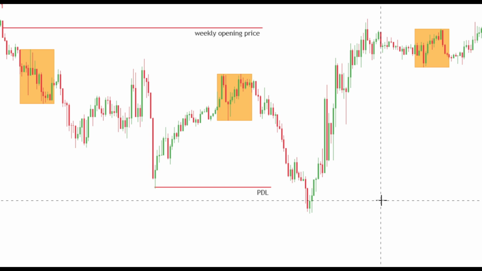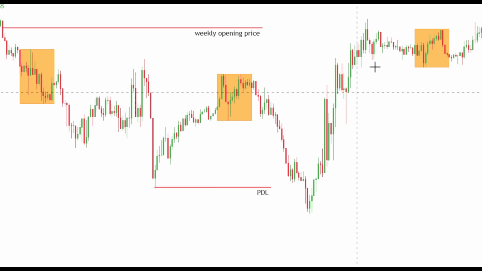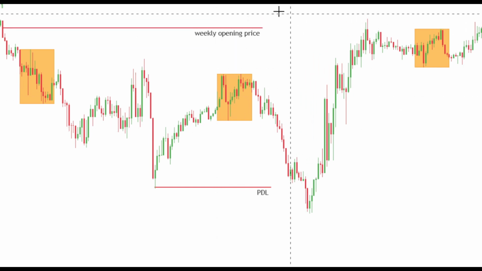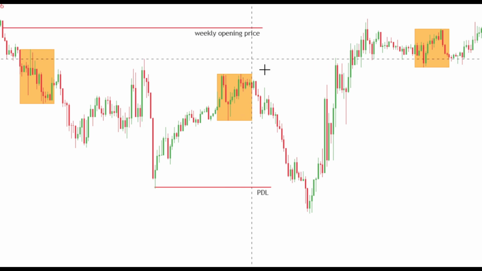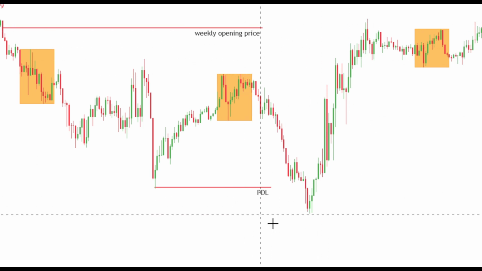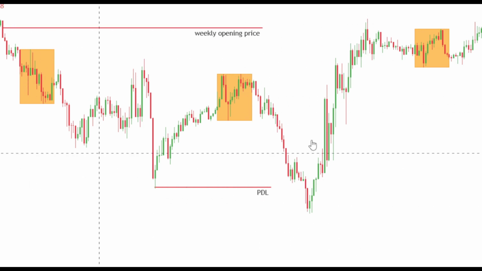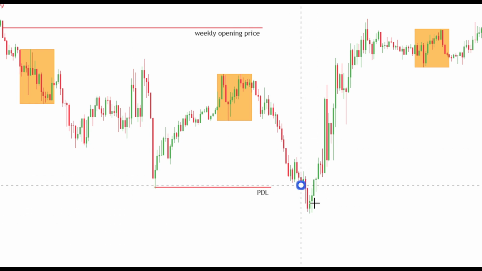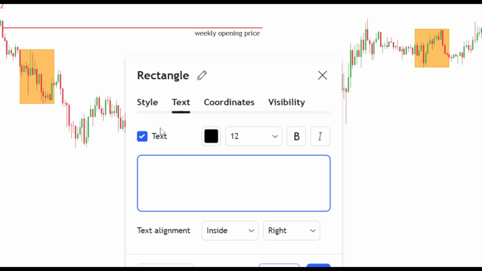So that's the first thing you want to look at. The second thing you want to look at is where we are relative to that weekly opening price. So the weekly opening price, notice how we are below it. So what we've had is a sweep of liquidity, i.e. the Judah swing. This is the Judah swing over here, which I'm going to label in yellow.